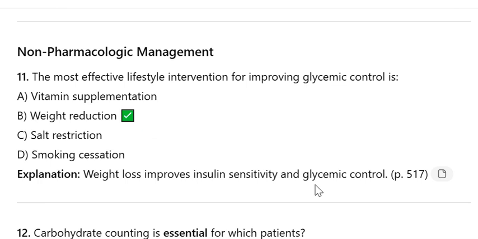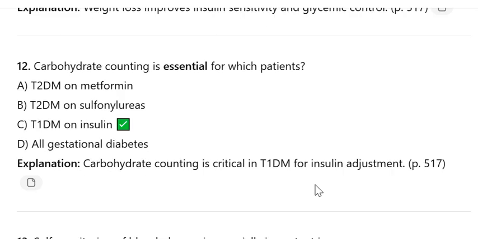Non-pharmacologic management. 11. The most effective lifestyle intervention for improving glycemic control is A, vitamin supplementation, B, weight reduction, C, salt restriction, D, smoking cessation. Explanation. Weight loss improves insulin sensitivity and glycemic control. 12. Carbohydrate counting is essential for which patients? A, T2DM on metformin, B, T2DM on sulfonylureas, C, T1DM on insulin, D, all gestational diabetes patients. Carbohydrate counting is critical in T1DM for insulin adjustment.